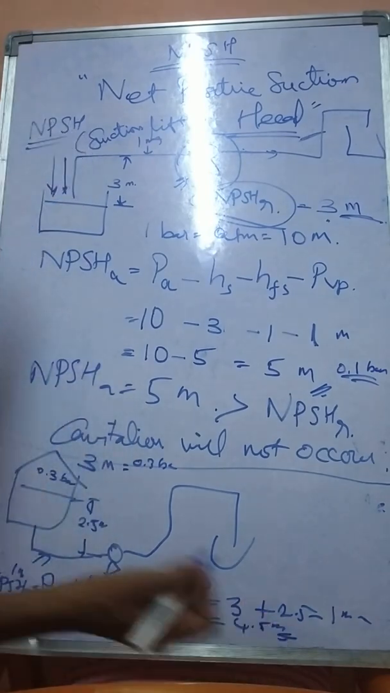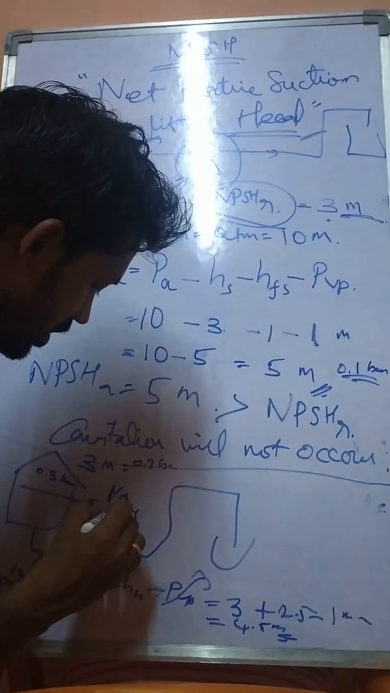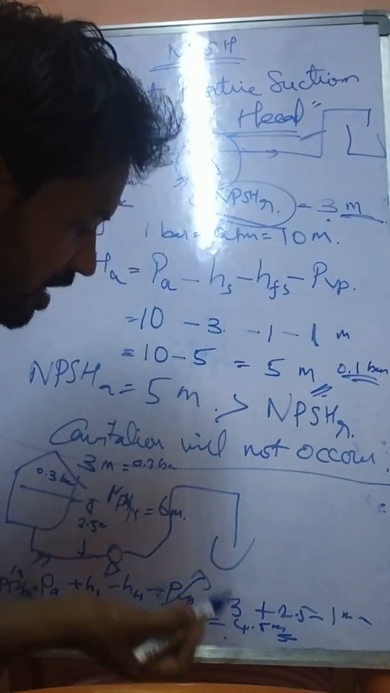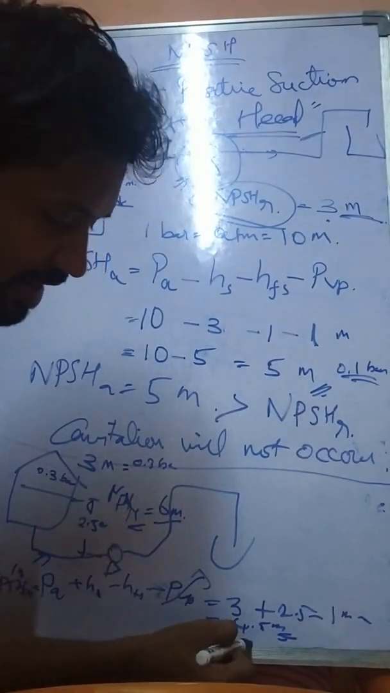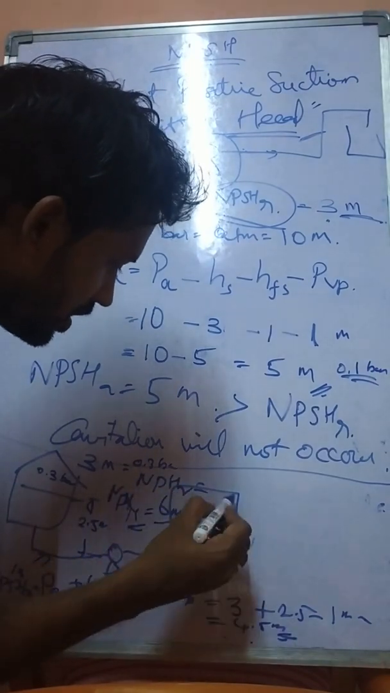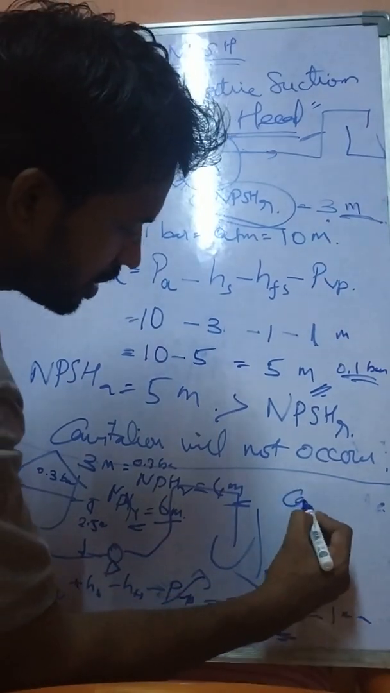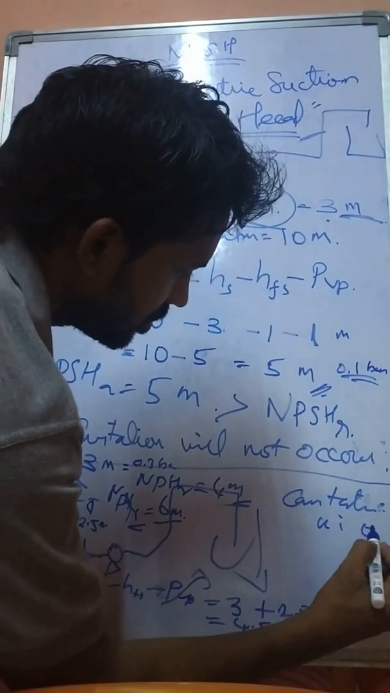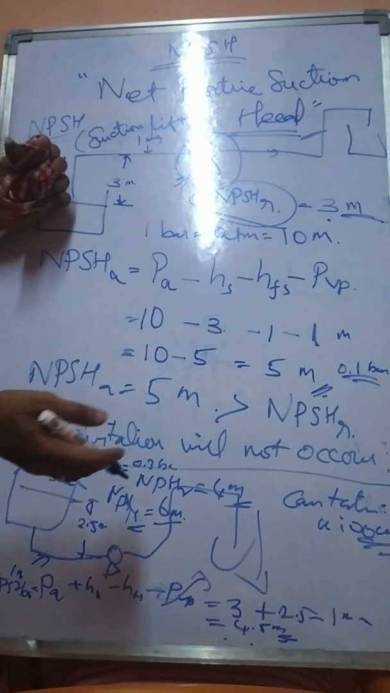4.5 meters. So if the pump is given, for example, the required NPSH is equal to 6 meters, then the cavitation will occur because NPSH required is higher than NPSH available. If the NPSH R is equal to 4 meters, then the calculation is okay, the cavitation won't occur. Okay, so like this you can calculate the NPSH.